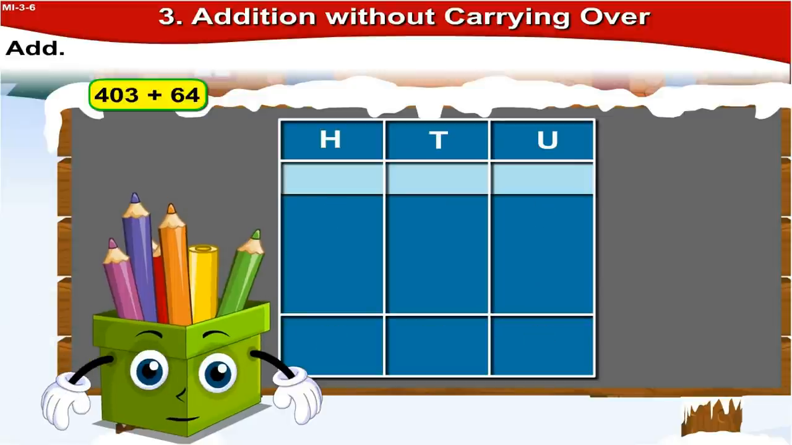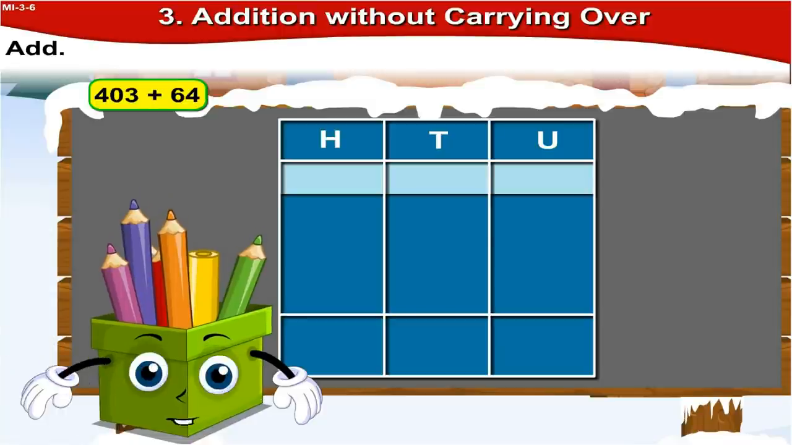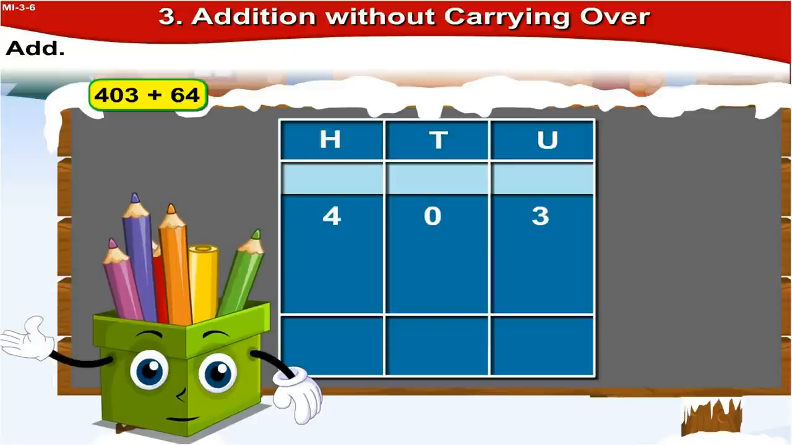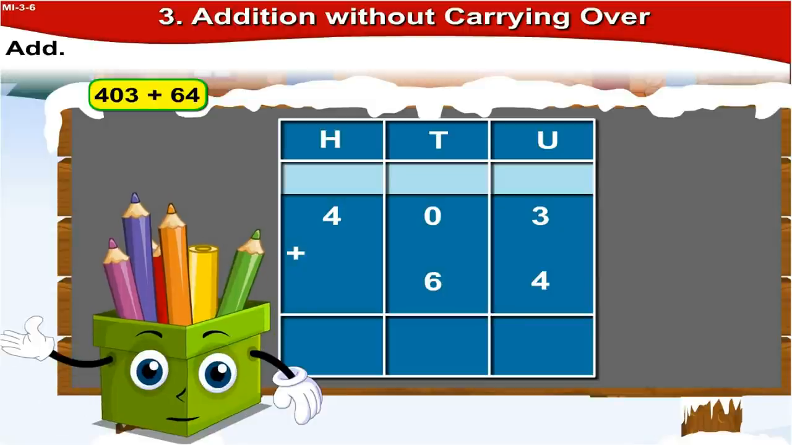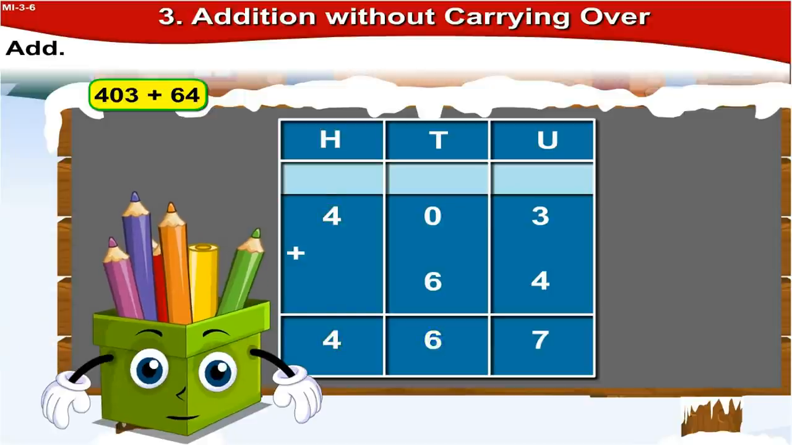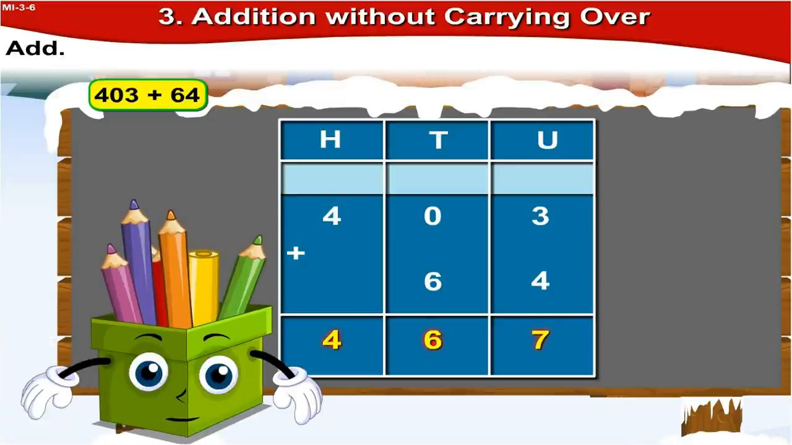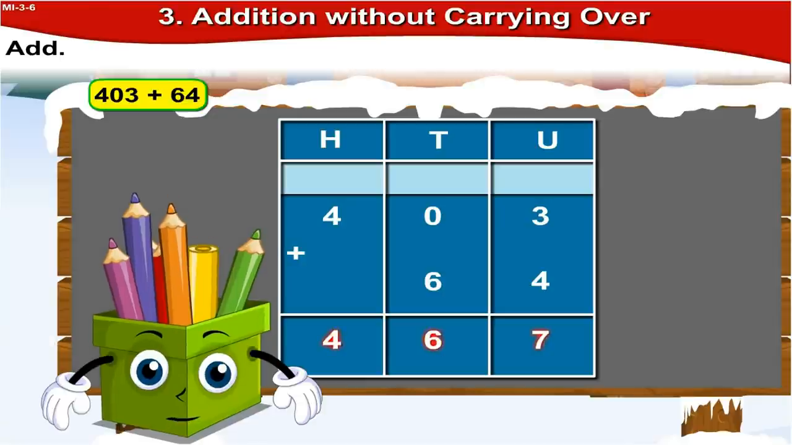Now the next sum. 403 plus 64. First we'll write hundreds, tens, units. 403 would be 400, 0 tens, 3 units, plus 64 would be 6 tens, 4 units. Once you arrange them vertically, let us begin our addition from the units column. 3 plus 4 is 7, so we'll write 7 over here. In the tens column, 0 tens plus 6 tens is 6 tens, so write 6 over here. Under the hundreds column we have 4, so write 4 over here. So it is 400, 6 tens, 7 units, which means the answer is 467.